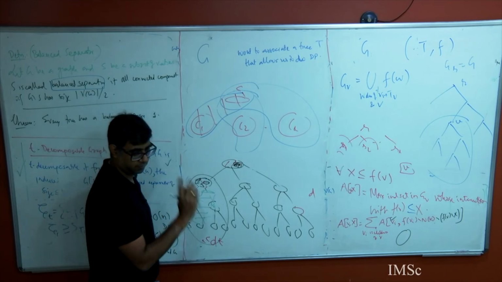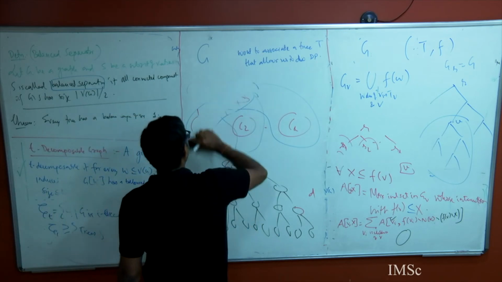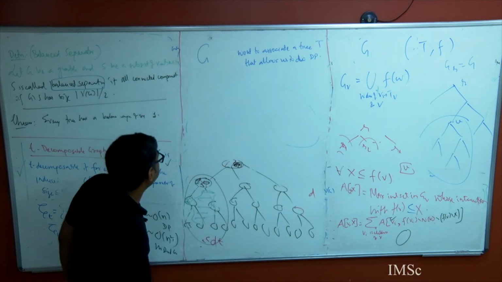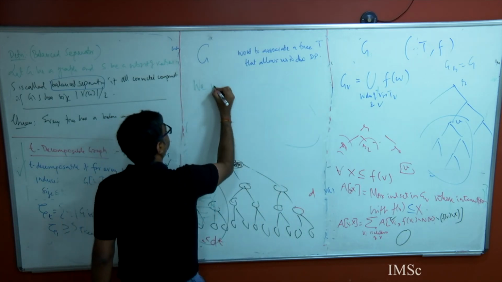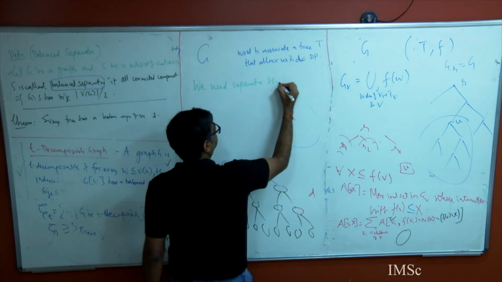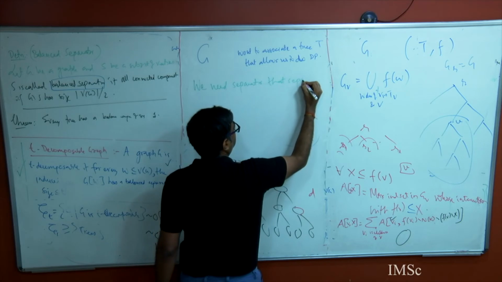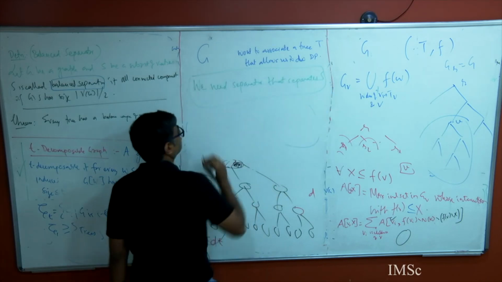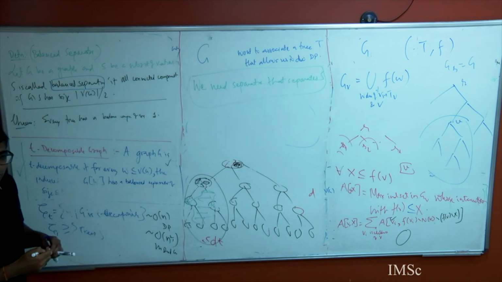So let us write it down. So what do I need? So we need a separator that separates S, okay? Okay. So now we will go back to the trees.